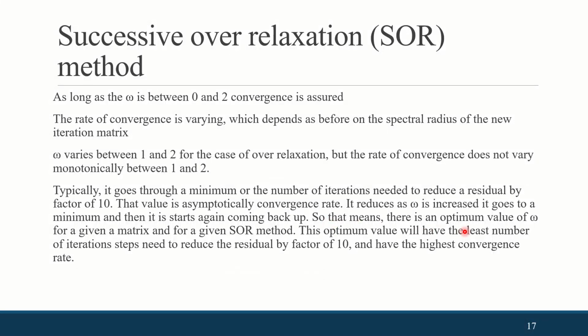So that means there is an optimum value of omega for a given matrix and for a given SOR method. This optimum value will have the least number of iteration steps needed to reduce the residual by a factor of 10 and have the highest convergence rate. So at the optimum point, that is optimum SOR, we have the omega value. At that omega value we would require the least number of iteration steps to reduce the residual by a factor of 10.